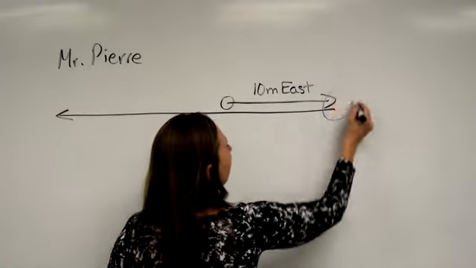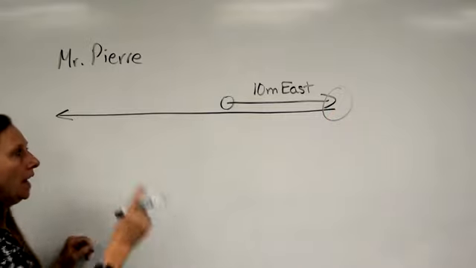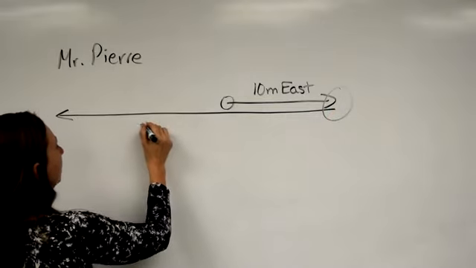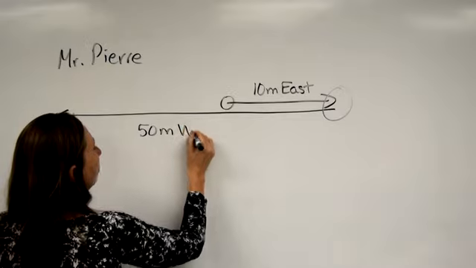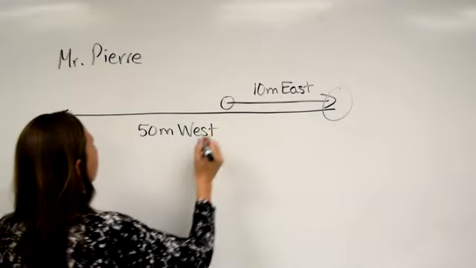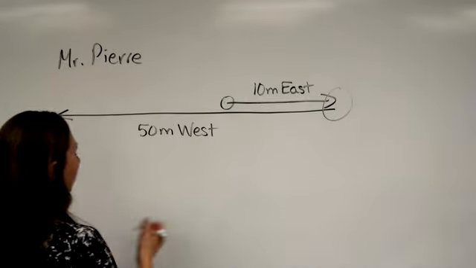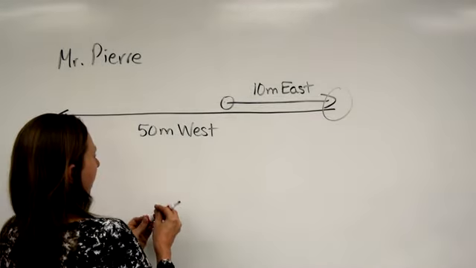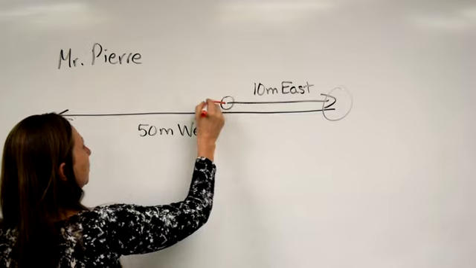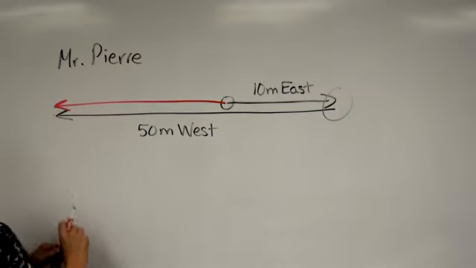All right, notice again, tip to tail to add these two vectors. There's our 50 meters west. So he starts here and he ends there. That means our displacement is from here to here.